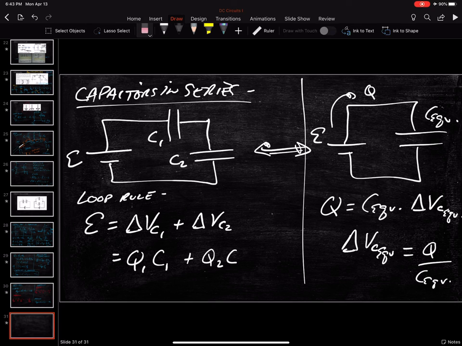I am so sorry, I did that wrong. Q equals C delta V, so this should be Q1 over C1 plus Q2 over C2, where I put a Q1 here and a Q2 there. Now, is Q1 plus Q2 equal to Q? No, not in this case.